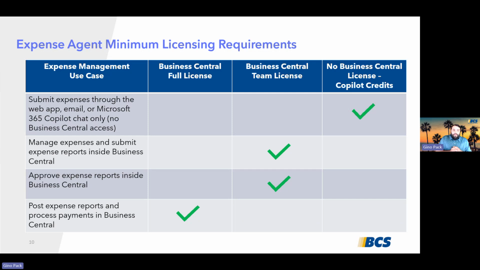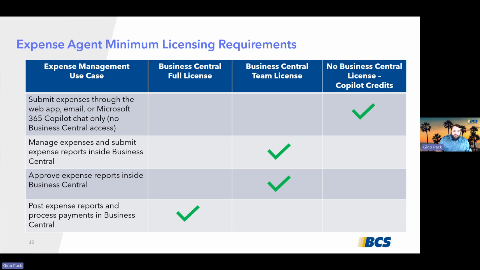So in the first scenario, if you're submitting expenses outside of the Business Central environment, you do not require a Business Central license. So if you want all of your sales team members who don't have access to your ERP system to submit expenses, they're not required to have a Business Central license. The cost for that comes behind with the Copilot credits. The Copilot credits is actually the AI currency that is processing those receipts and attaching them.